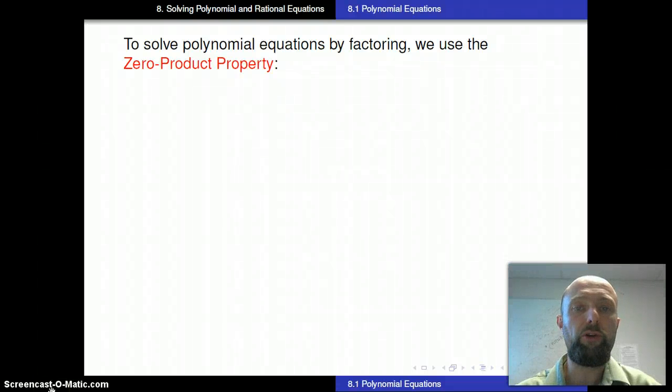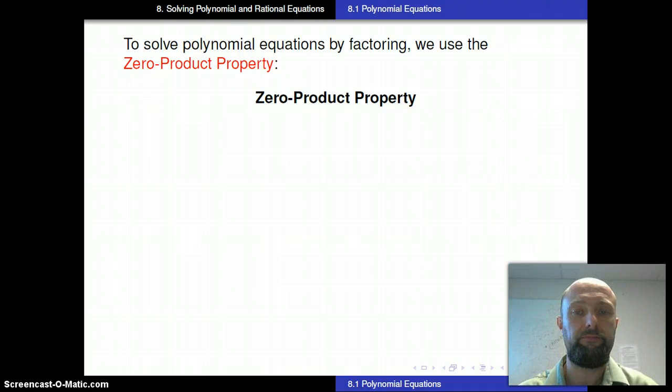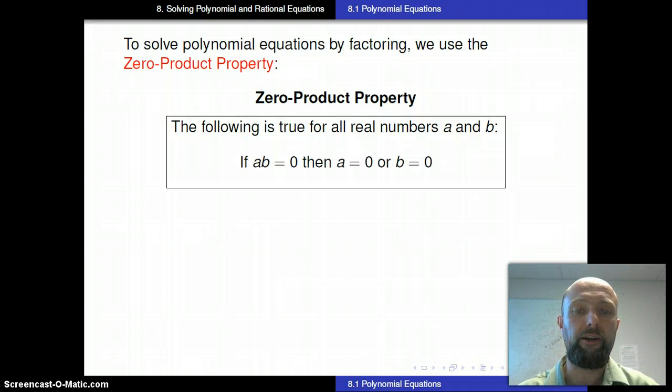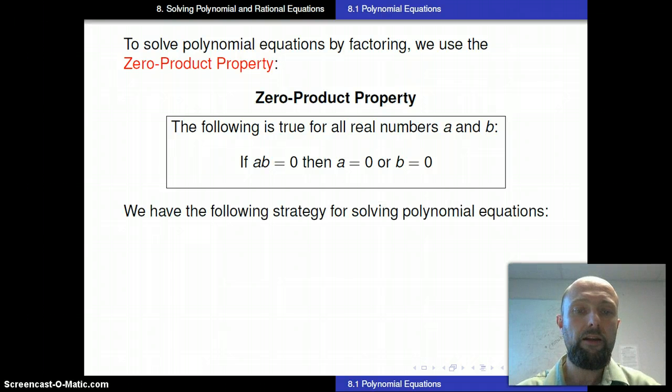To solve polynomial equations by factoring, we use the zero product property. The following is true for all real numbers a and b. If a times b is 0, then a is 0, or b is 0. This leads to the following strategy for solving polynomial equations.